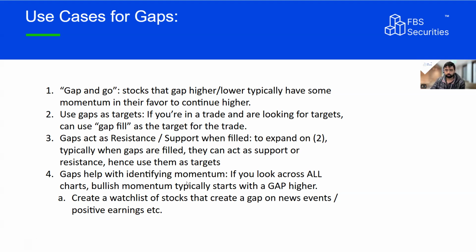Like I said, gaps help identify bullish momentum. If you look across most charts, any bullish momentum or strong move for a particular stock typically starts with a gap. So the best thing to do is keep a watch list of stocks that are gapping. Then from there, you can look at any of the other technical analysis features I mentioned and utilize those. That's one of the best ways to realize that when a stock is gapping higher, it typically changes the whole structure for the stock.